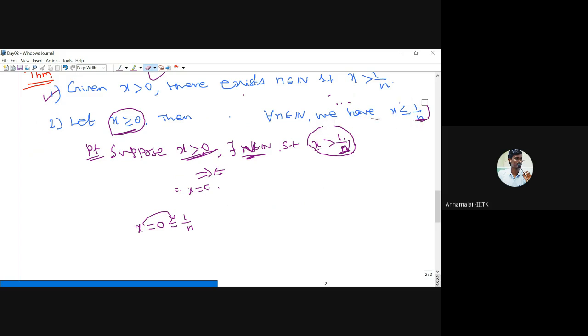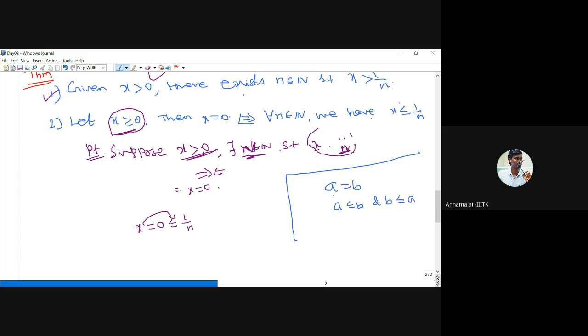So far we proved two criteria to say two numbers are equal. Suppose x equal to 0 if and only if x is less than or equal to 1 by n for all n. Quickly we recall, when we want to prove two numbers a and b are equal, it is enough to prove that a less than or equal to b and b less than or equal to a.